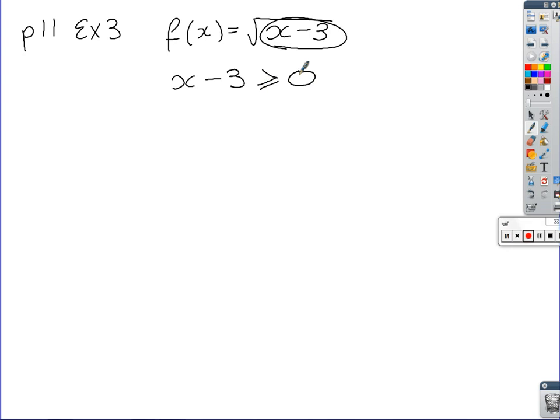So x subtract 3 is greater than or equal to 0 for this function to exist or make sense. That means that x has to be greater than or equal to 3. Now you can check this. For example, if x was equal to 2, we would have 2 subtract 3 underneath the square root, which is negative 1, and that doesn't work because you can't take the square root of a negative number.